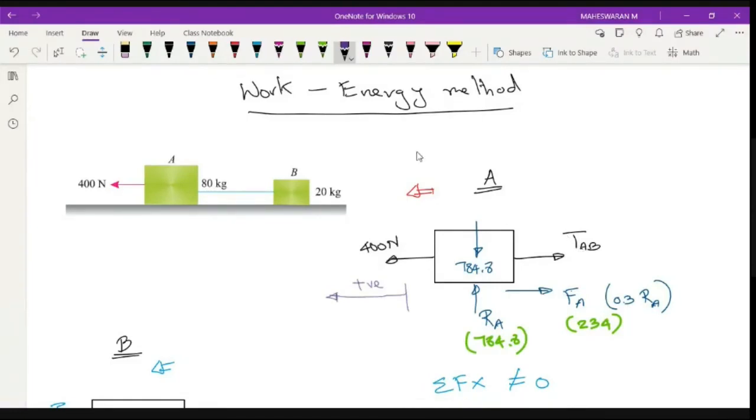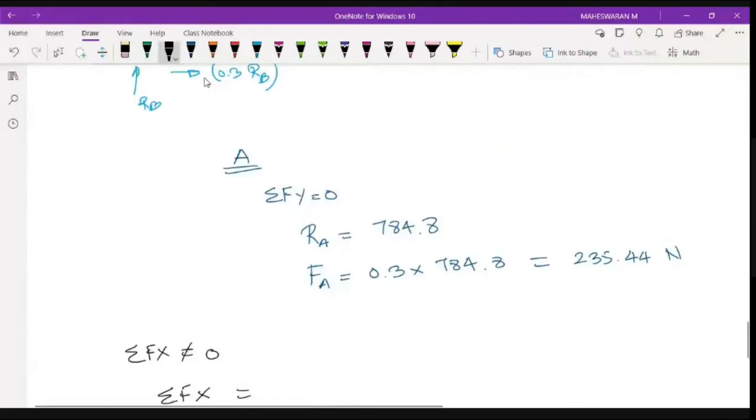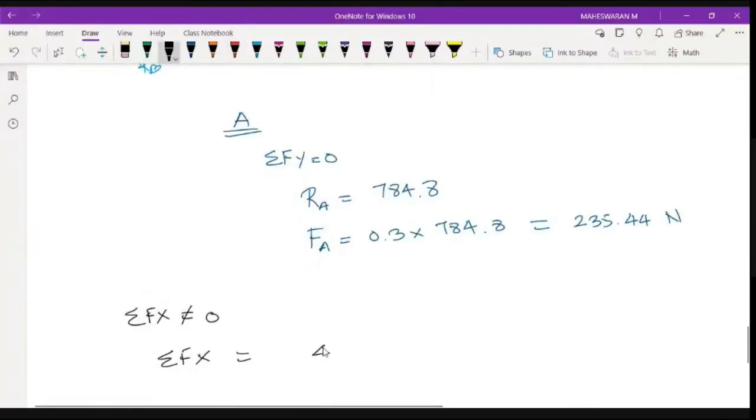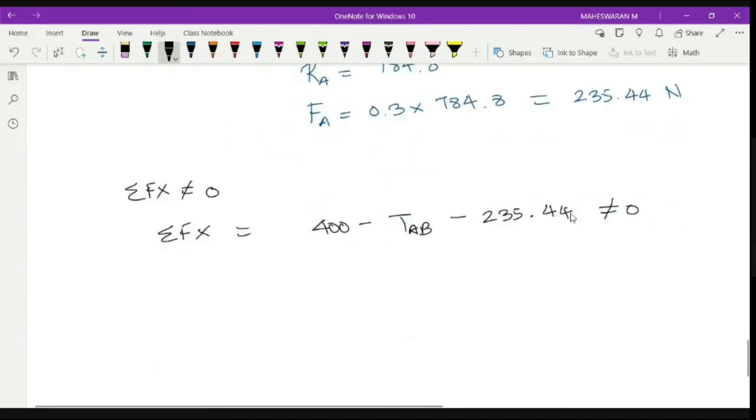So in that case, what I can write? I will write 400 minus TAB, which I don't know, minus FA, which is 235.44, right? So this is not equal to 0. So what you will get? 400 minus 235.44 is 164.56. So 164.56 minus TAB. This is my sigma Fx. Okay, so I got this term.